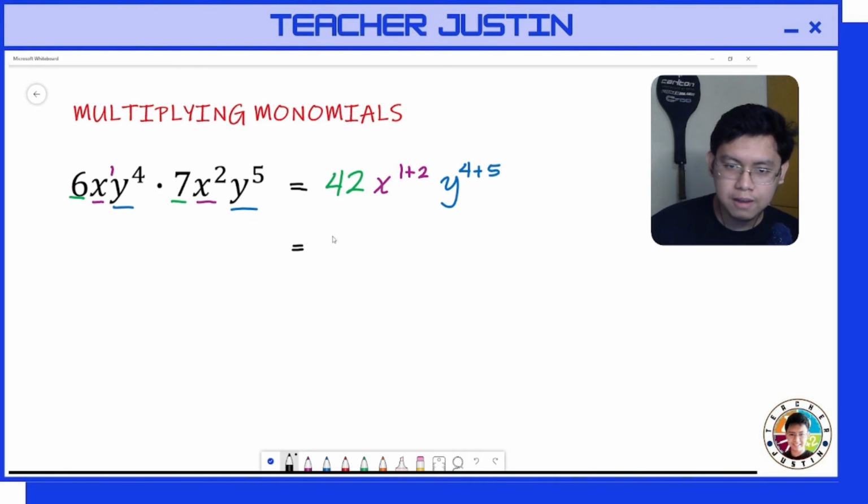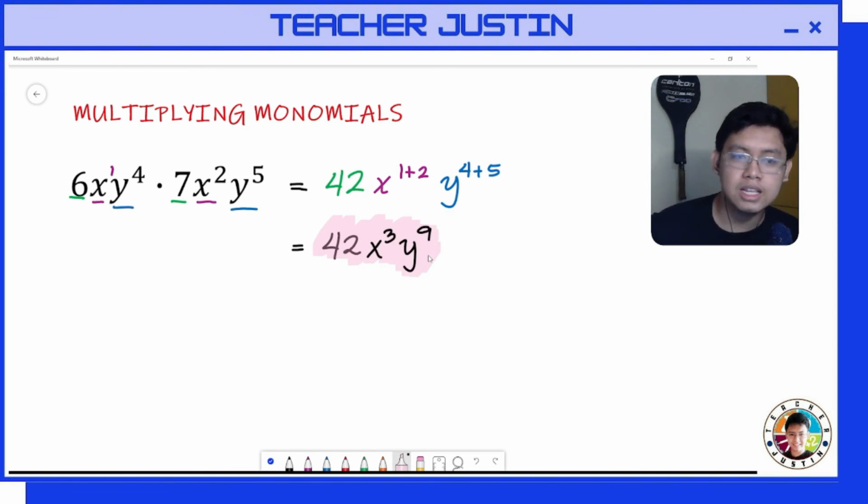So we will have 42, the product of 6 and 7, times x raised to 1 plus 2, that will be 3, and y raised to 4 plus 5. So 4 plus 5 is 9. So that's it. Our product of these two monomials will be 42x^3y^9. Ta-da! And that is it.